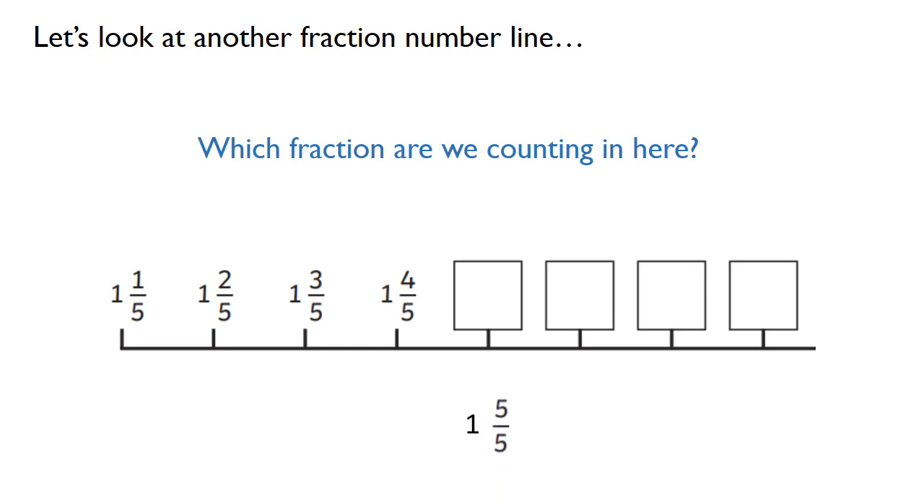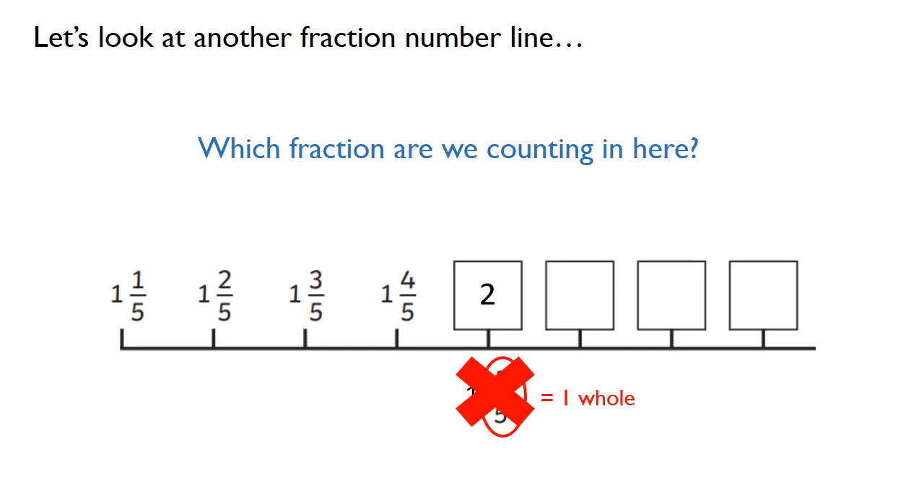Now, you might want to say 1 and 5/5, because as you can see, the numerator is 1, 2, 3, 4/5. So you might want to say 5/5. But as we know, 5/5 equals 1 whole. So we don't say 1 and 5/5. We add another whole and we get 2.